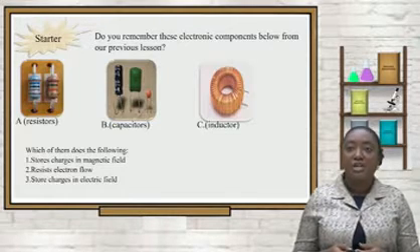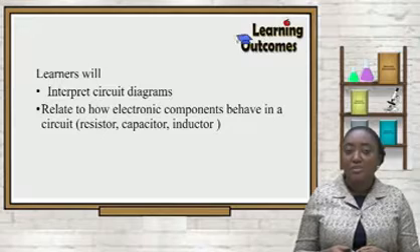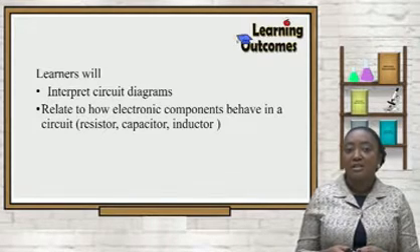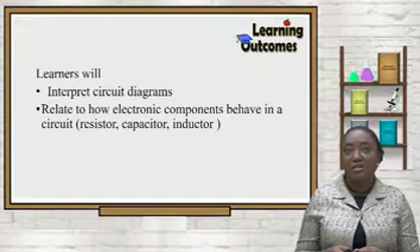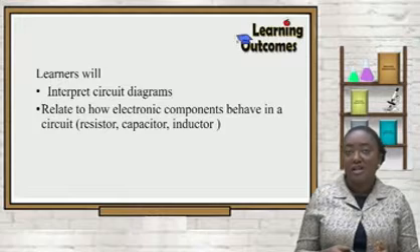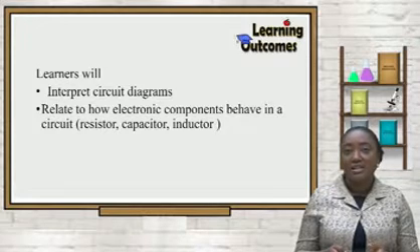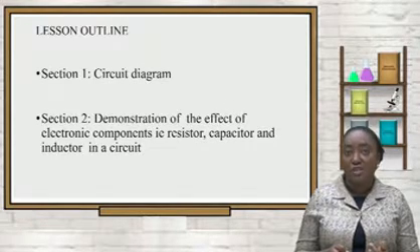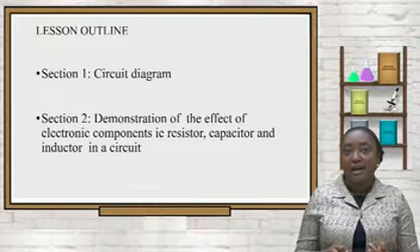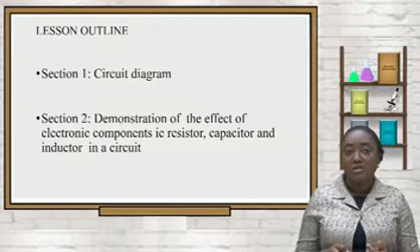In our lesson today, we would learn to interpret circuit diagrams. Then we'll go on to relate to how circuit components behave in an electronic circuit, namely our resistors, capacitors, and inductors. So to start us off, we would interpret circuit diagrams. We'll demonstrate the effects of the electronic components as mentioned earlier as the lesson progresses.